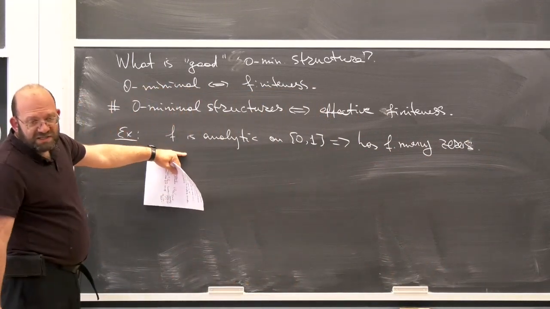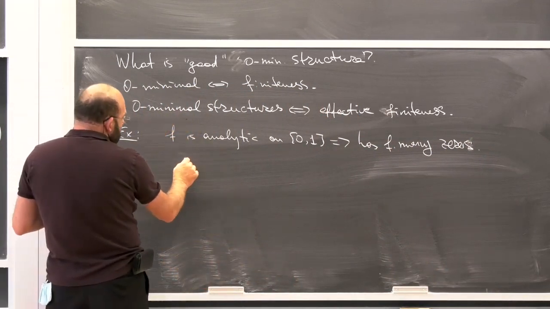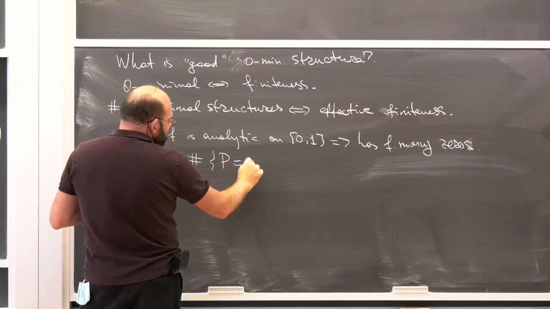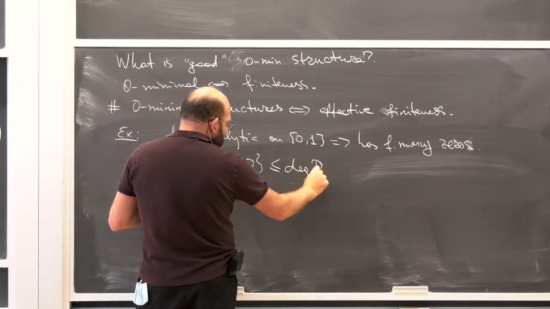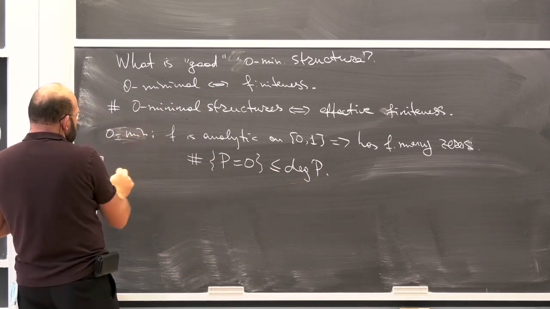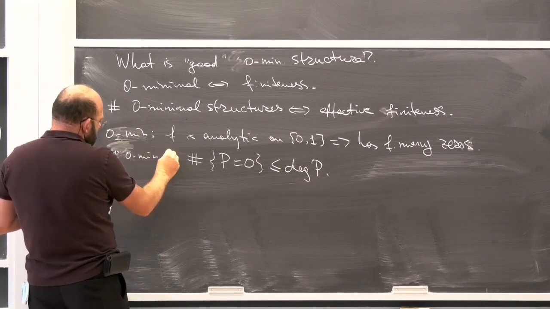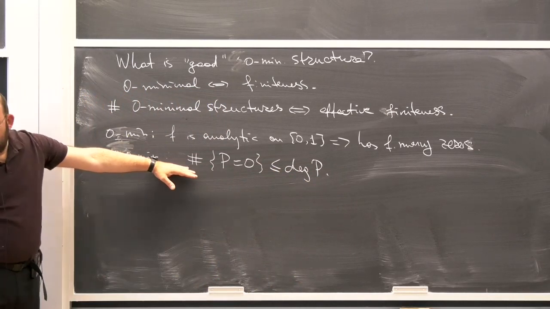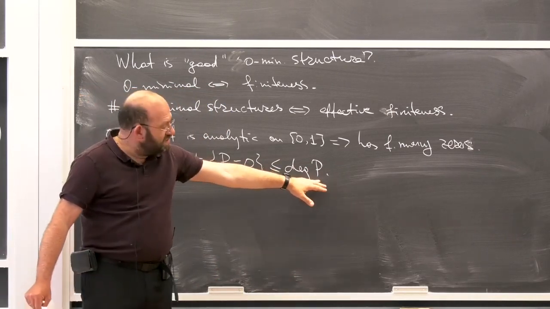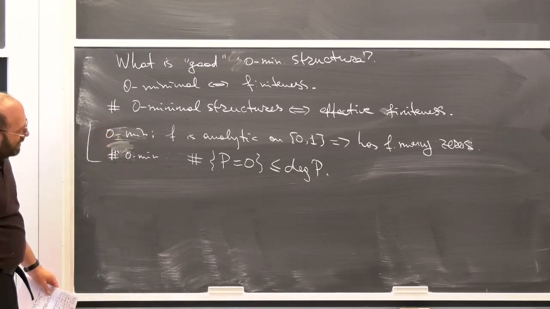This is a finiteness result. What we want to postulate is properties of sharply O-minimal, something like the number of zeros of a polynomial being less than or equal to the degree of the polynomial. So, sharply O-minimal. We not only know that it's finite, we can effectively bound this finite number by some characteristic of the polynomial, the degree. So this is what we want.